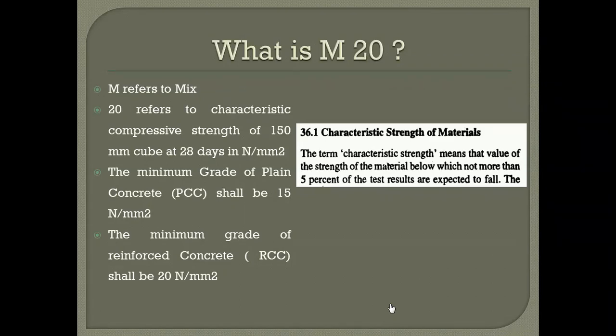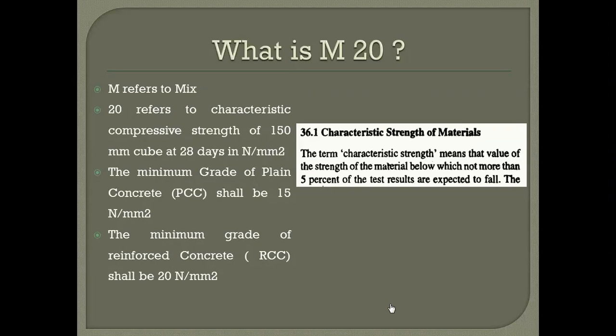So understand the definition of characteristic strength, because that is very, very important when we do the mix design. I have taken a snip, using a snipping tool, of the definition of characteristic strength from the IS code. So characteristic strength says that it is the value of strength of the material below which not more than 5% of the test results are expected to fall.